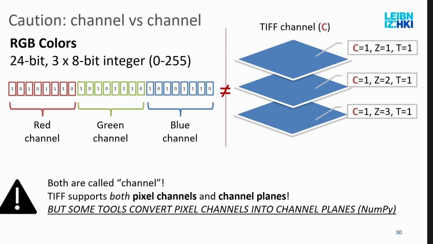But this is something different from these channel locations. This is a location of this whole slice plane. And according to the TIFF standard, you can have an image that is RGB colors, so each pixel stores 3 channels, but then also have a multi-channel image which has multiple channels. Both are called channel, and TIFF supports it like that, where these are distinctly handled.